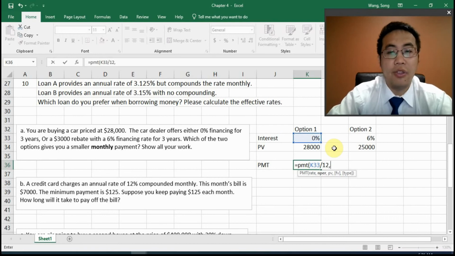Then how many months are you paying back? You have 3 years. You're going to use 3 times 12. That's going to give you 36 months. And here is your present value.